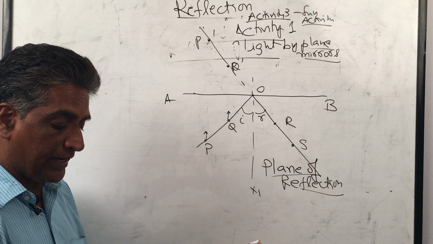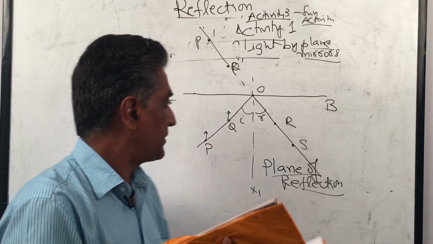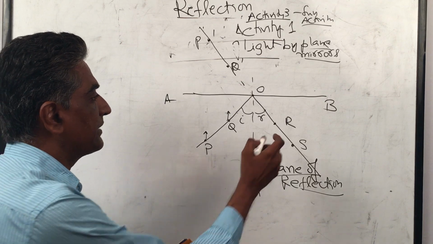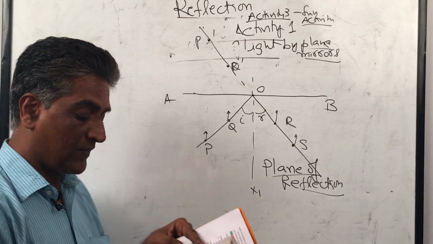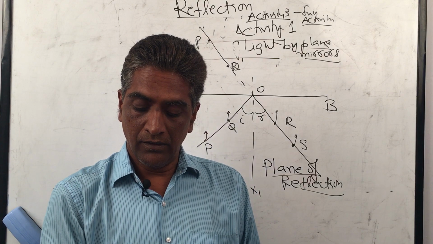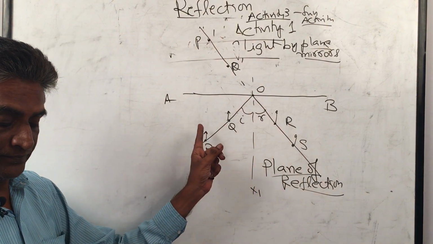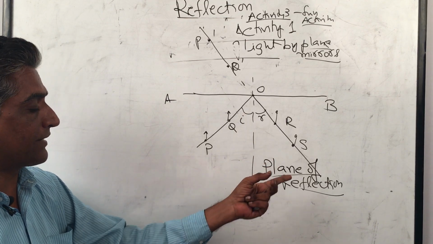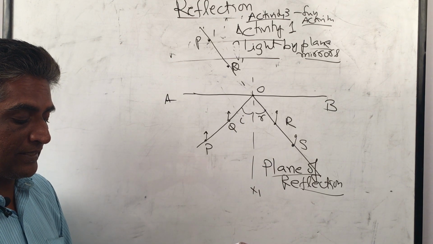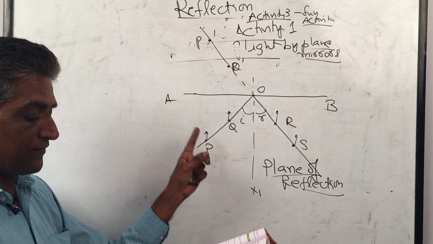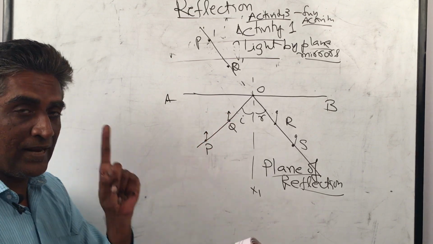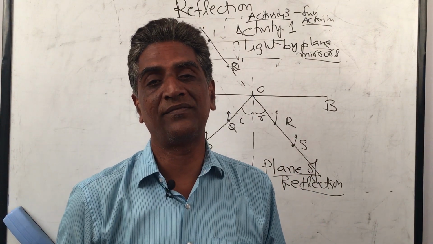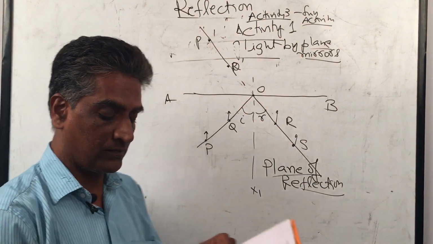The incident ray is the ray which passes through the heads of the pins, right? So it passes through the heads of the pins which are located at points P and Q. And the reflected ray is the ray which passes through the heads of the pins which are located at points R and S. Where will the normal be? In which plane will the incident ray, reflected ray and the normal lie? The plane in which the incident ray, reflected ray and normal lie is the plane of reflection. So this is the plane of reflection.